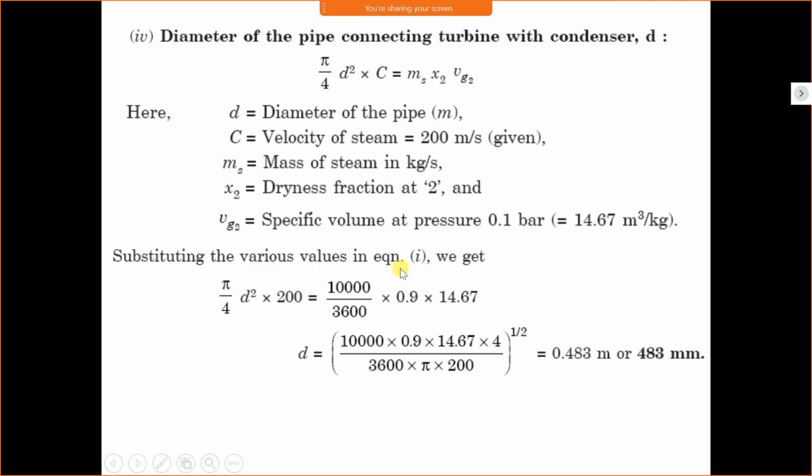Therefore, substituting the various values in the equation, we get pi by 4 d square into 200 is equal to 10,000 upon 3600. Here we are writing mass flow rate in kg per second because velocity is given in meter per second. Units should be balanced. Here velocity is in meter per second, therefore we have to take mass flow rate in kg per second. Therefore we are writing it as 10,000 upon 3600. Then the value of x2 is 0.9 and Vg is 14.67. Then d is equal to 0.483 meter or 483 millimeter.